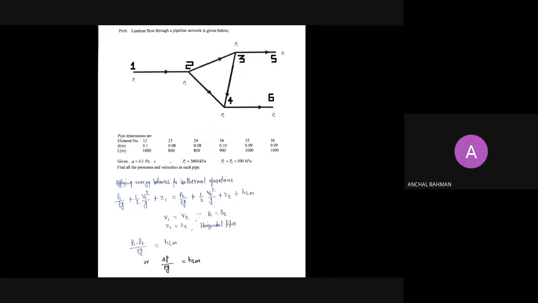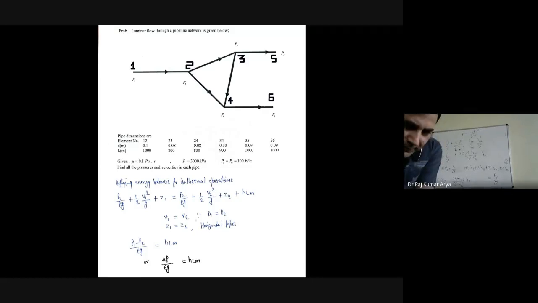Yes, sir. So these are your equations by doing energy balance. So energy balance you did. You got 6 equations, and then what number of unknowns do you have? 9 actually. You can count them. 1, 2, 3, 4, 5, 6, 7, 8, 9 unknowns are there.